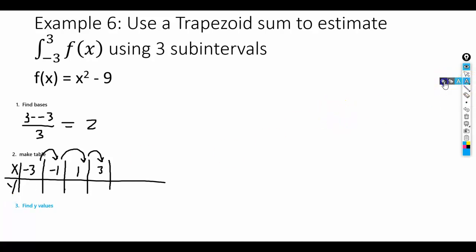And that's just by plugging it directly into the equation. So if I plug in -3, I get 0. If I plug in -1, I get -8. I get -8 here, and I also get 0.